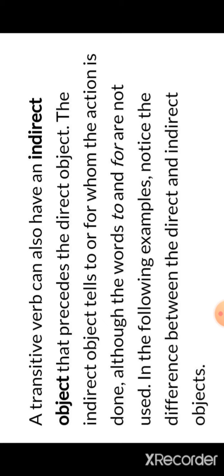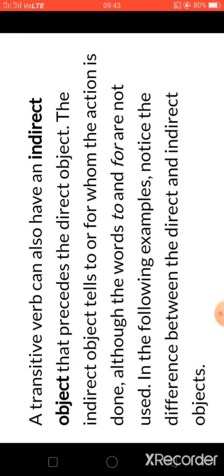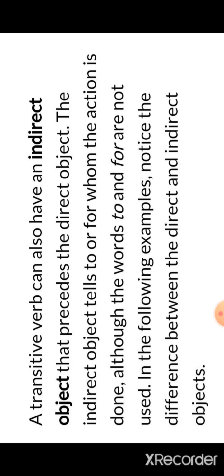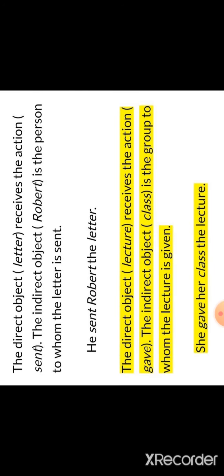Okay, we are going to see a sentence now, then you will come to know better how we identify the indirect object, whether this object is direct or indirect. The indirect object tells to or for whom the action is done, although the words to or for are not used. In the following examples, notice the difference between direct and indirect object.